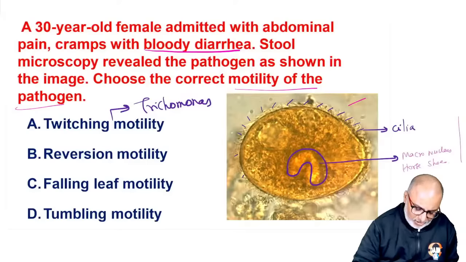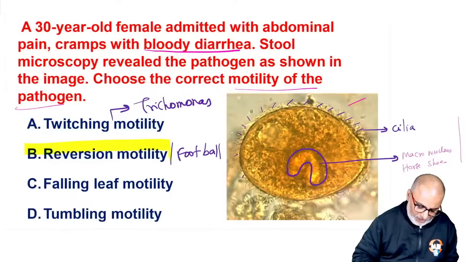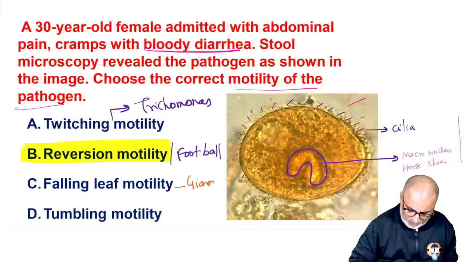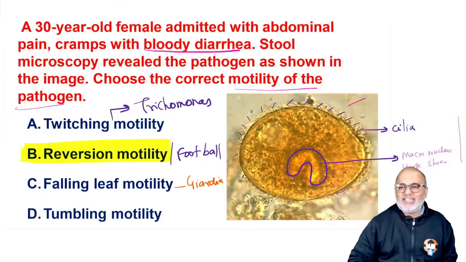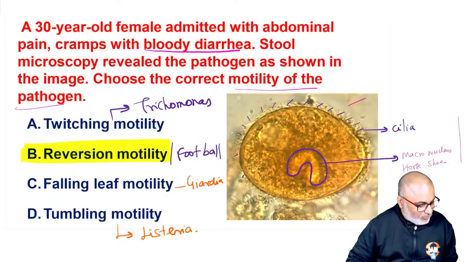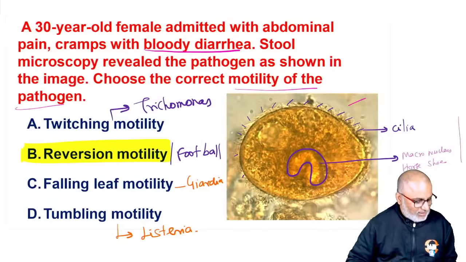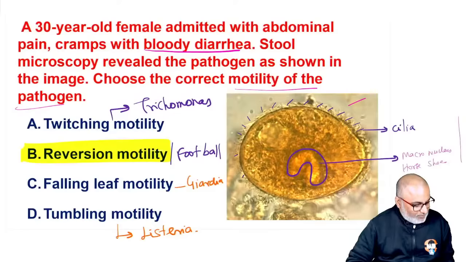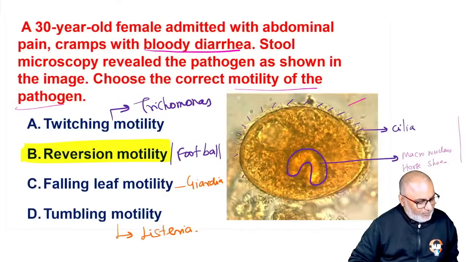Reversion motility or football motility exhibited by Balantidium coli. And the right answer. Falling leaf is Giardia. If you identify this as a Giardia, your answer will be falling leaf. Tumbling motility by bacteria called Listeria monocytogenes. Okay, Listeria monocytogenes. Football or reversion motility. Very good. Janvi. Many people beautifully answering.